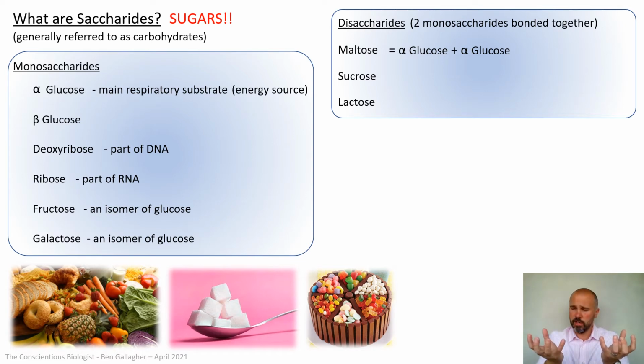So if you've got an alpha glucose and an alpha glucose, you stick them together, that molecule is called maltose. It's one of the most common sugars we make. It's when we talk about malted grain, malt in cereal, Maltesers as a chocolate. Malt is maltose. It's the sugar that's in those things.